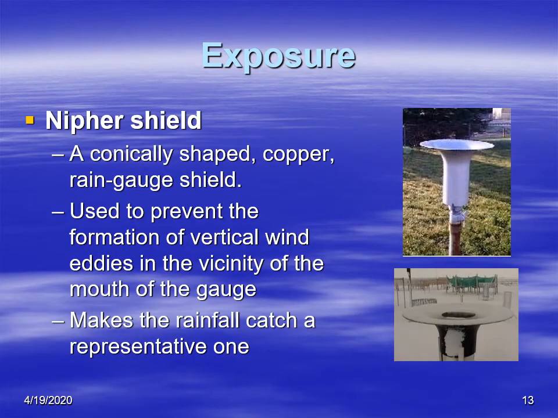There's another type of shield called the Nipher. It looks kind of like a horn, almost like a trombone, but it's conically shaped. It's made out of copper. It's put on the top of a rain gauge, and the idea behind it is to prevent the formation of vertical wind eddies in the vicinity of the mouth of the gauge. So hopefully you get a more representative rainfall catch than if you didn't have a shield.